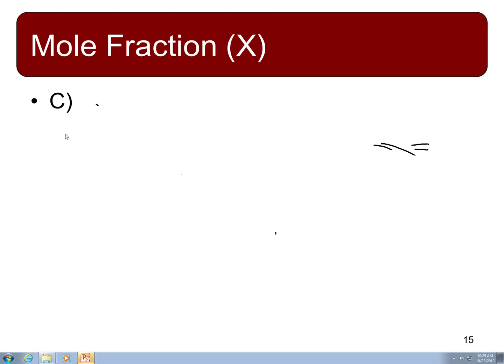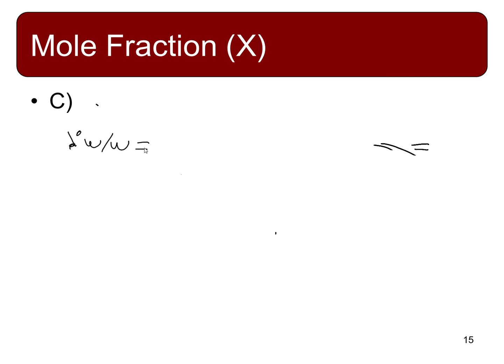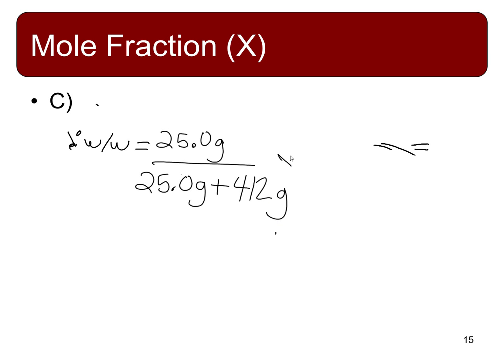So we have to take our part over whole times 100. In the problem we're already given grams, so we just plug it in. Then it's over the mass of the total solution. If you're given two separate components, you have to add those two up. So you've got 25 grams plus the mass of the ethanol, which earlier we calculated to be 412 grams of ethanol.